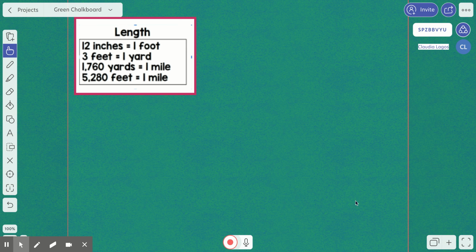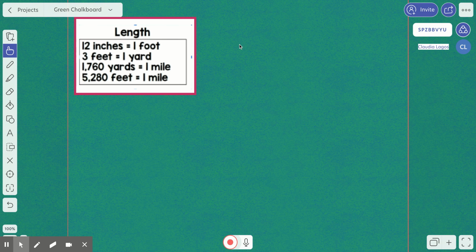So today we're going to practice converting between the customary units of measurements, and we're going to start with length. I have a chart up top that shows the conversions that you make between inches, feet, yards, yards and a mile, feet and a mile. And we're going to start practicing with the inches to feet.